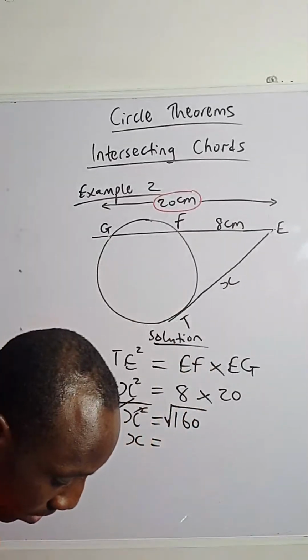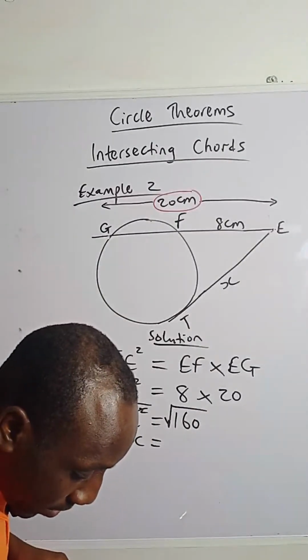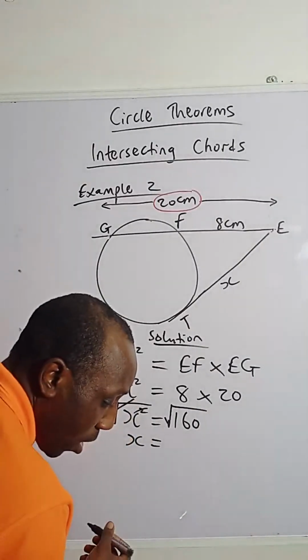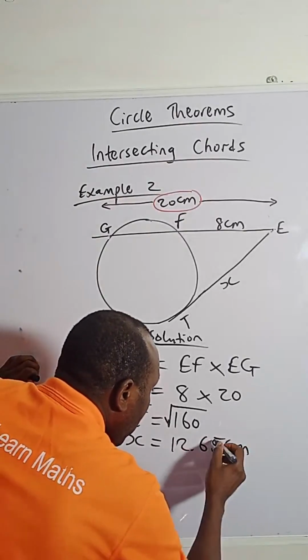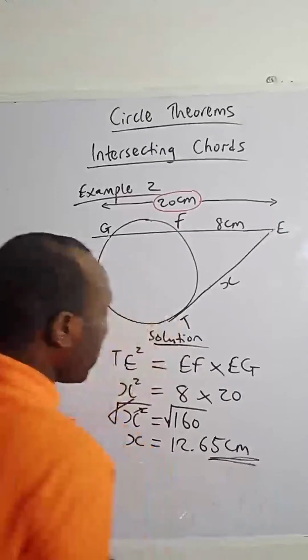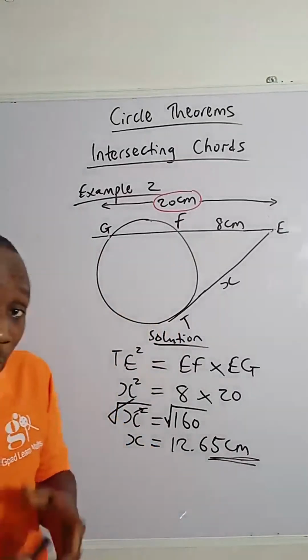That'll be what? I'm still waiting for your answer. Yes, 12.64. Thank you. Or 12.65. If you approximate 12.65 centimeters, this is the answer that you have. Okay, so it's very, very easy. You see what we just did.